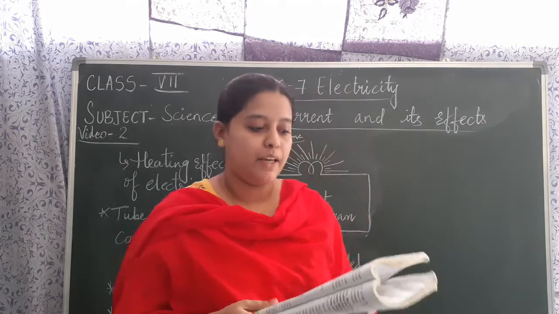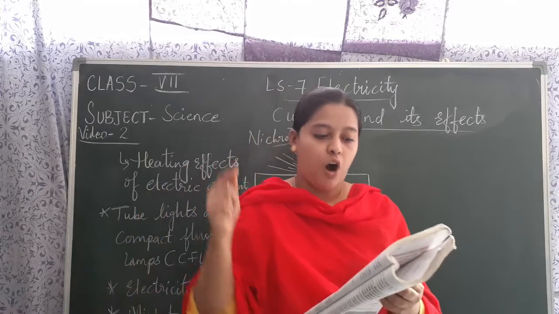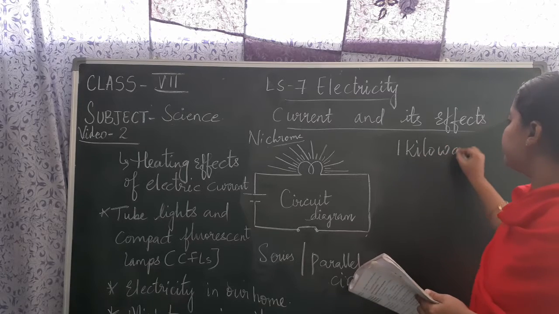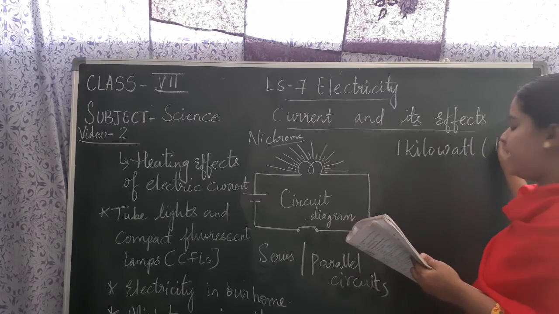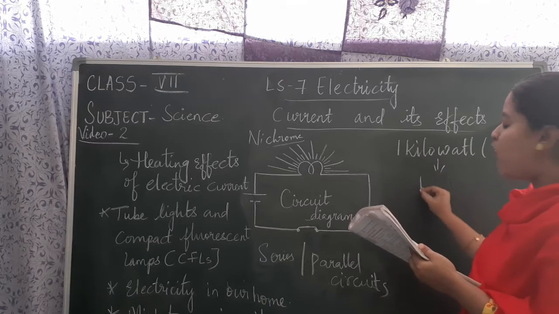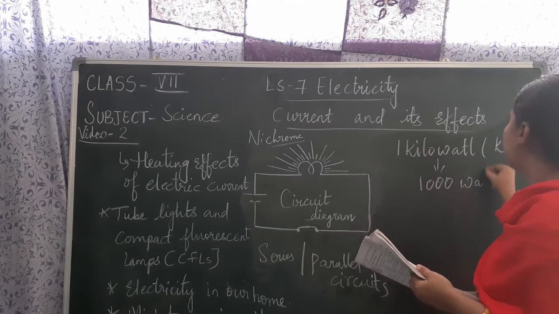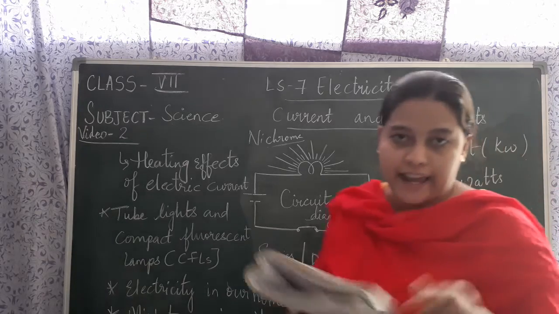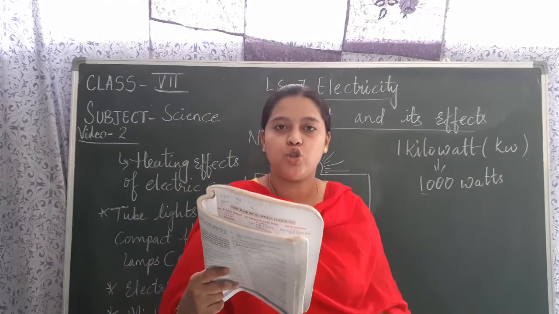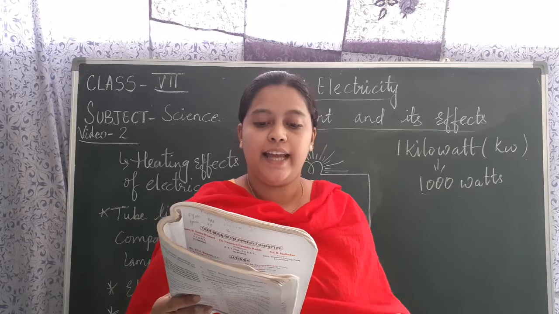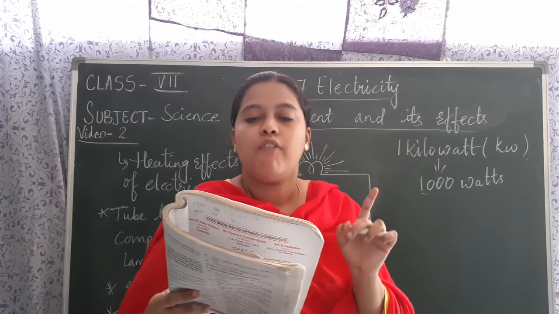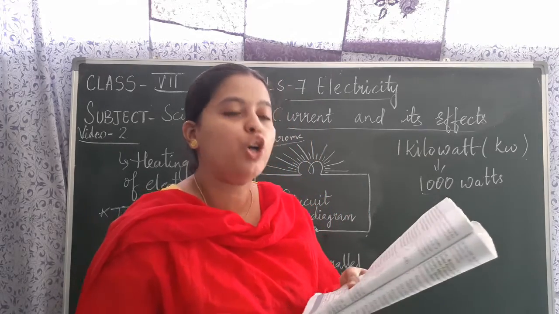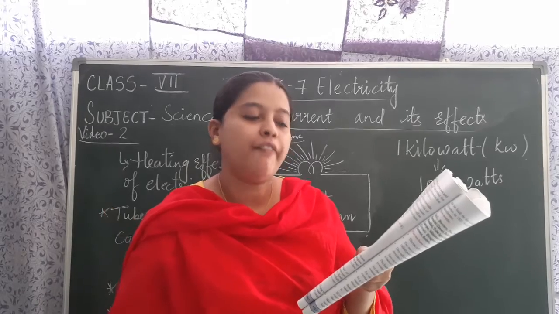See children, now I want to tell you about 1 kilowatt. Remember always, the short form of kilowatt is kW, and 1 kilowatt is 1000 watts. When any appliance of 1 kilowatt is used for 1 hour, it uses up 1 kilowatt hour, or 1 unit of electricity. If it runs for 2 hours, it will use up 2 units of electricity.